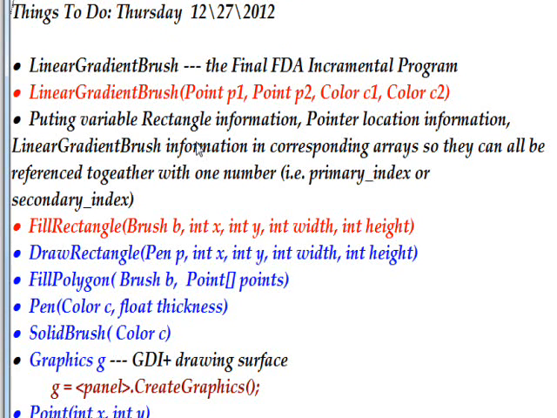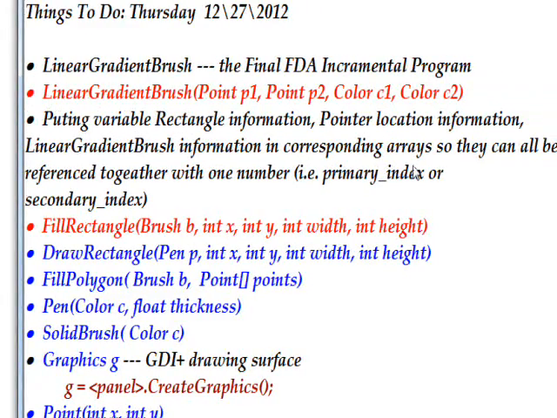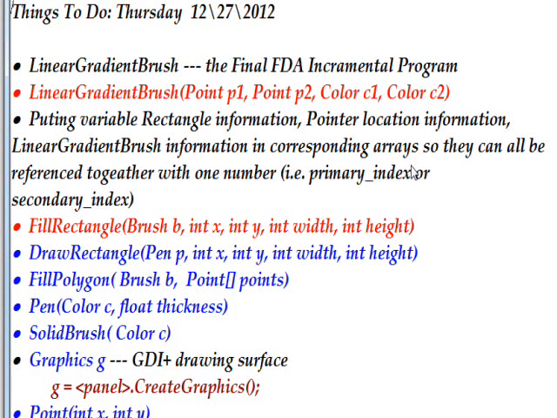And to sum up the main essence of how we get the animation to work, I have a statement up here that says putting variable rectangle information, pointer location information, linear gradient brush information, and corresponding arrays, so they can all be referenced with one number and all changed together as a group with just one number referencing them, usually the number being the primary index or the secondary index. This is sort of the essence of the secret of getting this animation to work.